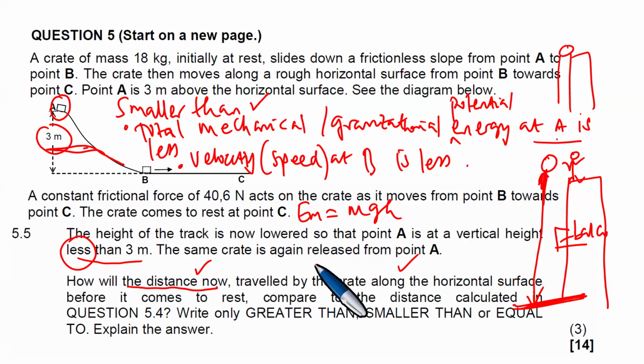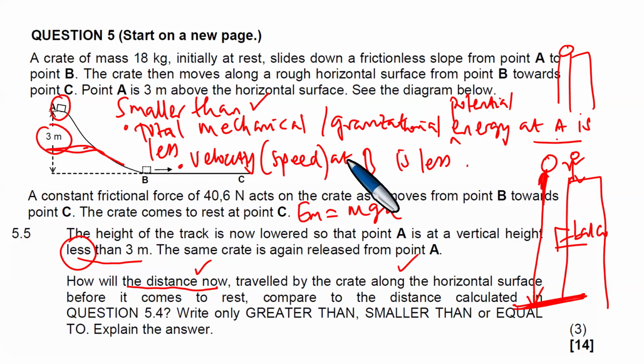Subject to the height. When the height is less, it means that it's not so steep. If the height is less, then there's less mechanical energy. The total mechanical energy at A is less.